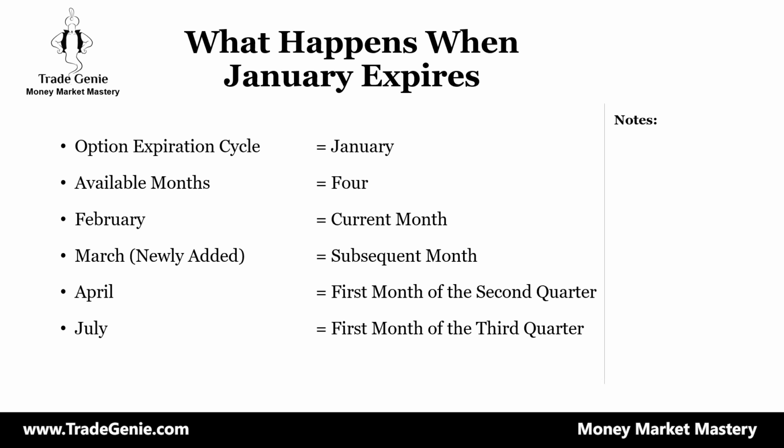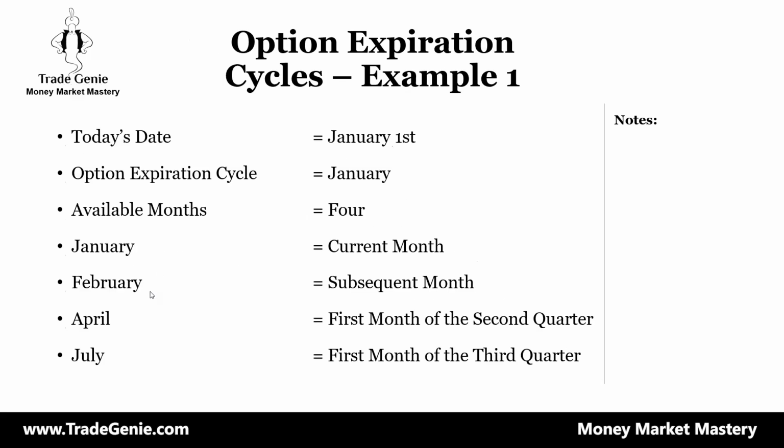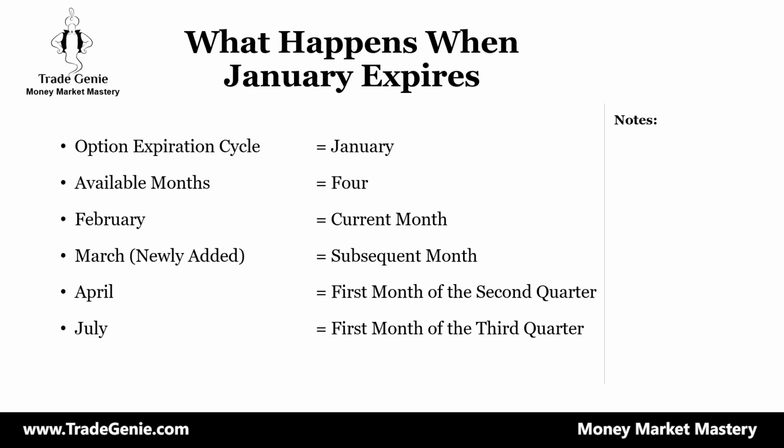When the option expires on January 20th and January 23rd comes, February is automatically the current month, but then they will add a subsequent month, which is March. So when January expires, you will see March getting added. Before, we had January, February, April, and July. If January goes away, we have February, and then 1 month is added, the subsequent month, March. As soon as January expiry hits, we get another month added.